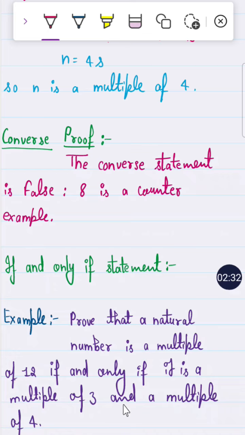And further, the only if part means: if any number is a multiple of 3 and 4, then this implies that this natural number is also a multiple of 12. This is the meaning of if and only if. That is, if the statement is true, then its converse is also true. That is if and only if.